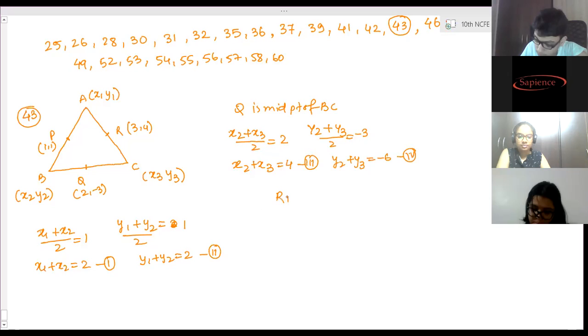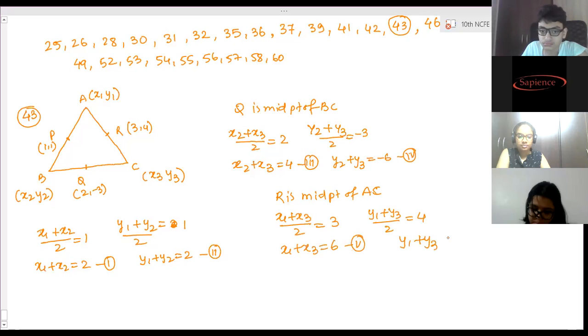Now R is the midpoint of AC. Therefore (x1 plus x3) by 2 is equal to 3, and (y1 plus y3) by 2 is equal to 4. So x1 plus x3 is equal to 6. This is the fifth equation. And y1 plus y3 is equal to 8. This is the sixth equation. Now we got 6 equations.